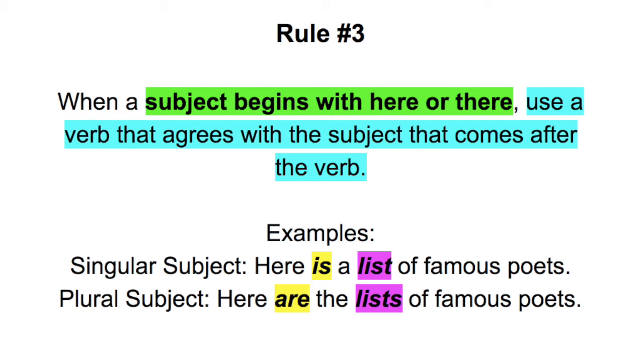Now, what if it was lists, plural? Would we say here is a list of famous poets, or would we say here are the lists of famous poets? So singular, one list, we say is. Plural, lists, we say are. Here are the lists. Here is a list.